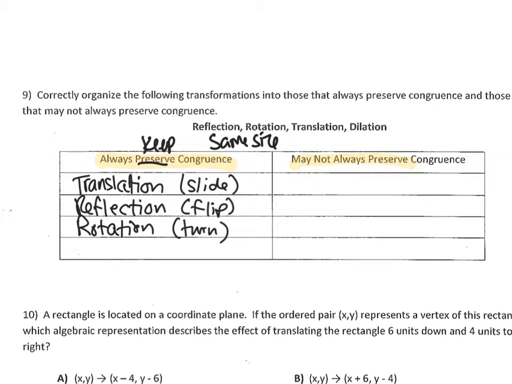So then the ones that may not always keep the same size and shape, there's only one left. Dilation. Dilation always changes the size. So dilation will not preserve the congruence.